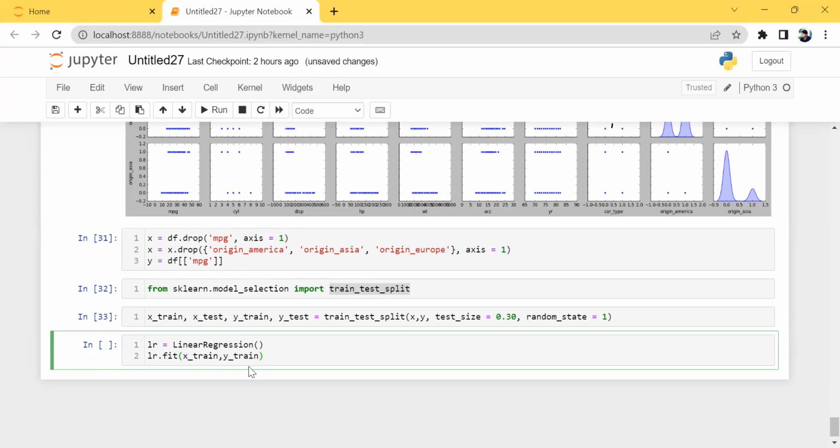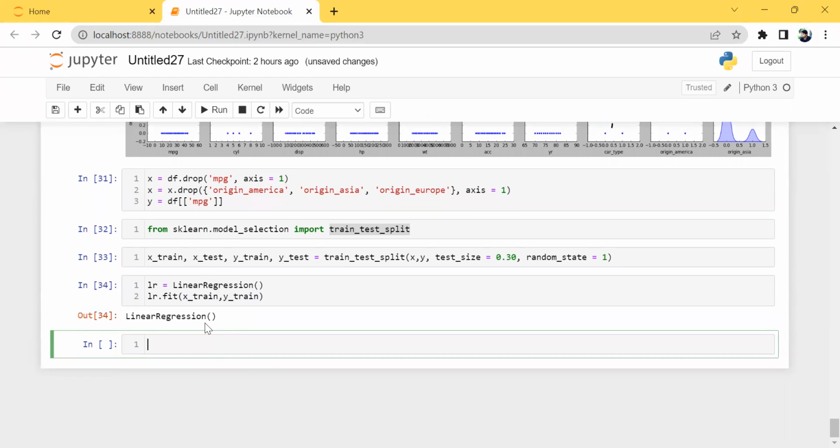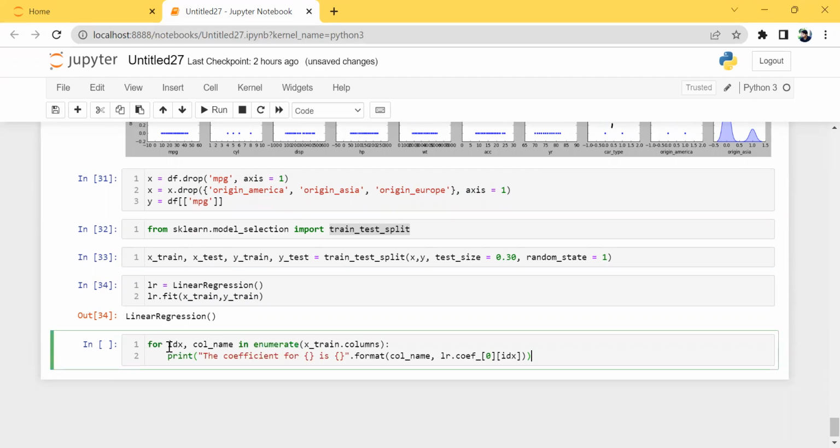So what happens if I hit shift enter? See, it has been initiated. The linear regression model has been initiated now. Now I want to know what are all the coefficients involved in my model. So how to do that?